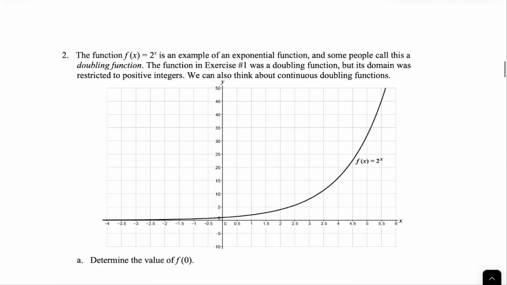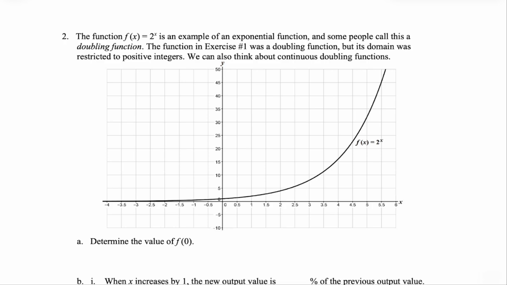Okay. So here we have the exponential function, which some people call the doubling function. You can see that it's continuously doubling. So we've got our function here. It says determine the value of f of 0. Well, if our function is 2 to the x, that's just 2 to the 0 power. Remember, anything to the 0 power is 1. So this is the point (0, 1). A simple exponential function will hit that point (0, 1).